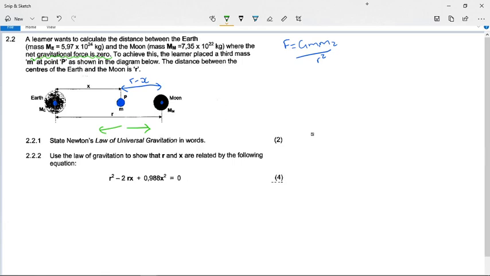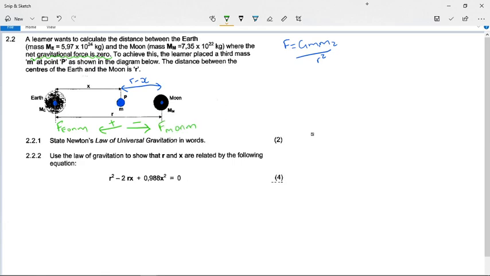So if you know these are vectors, one of these is going to be positive, and one of them is going to be negative because they're in opposite directions, because this is how we know that there are vectors. Okay, so if we had to name these forces, this force on the left here, going to the left, is the force of the Earth on M, and this force going to the right is the force of the Moon on M.